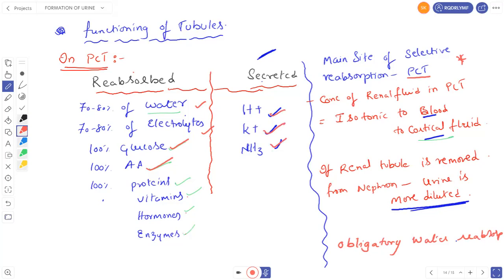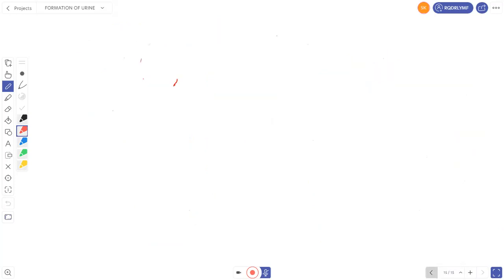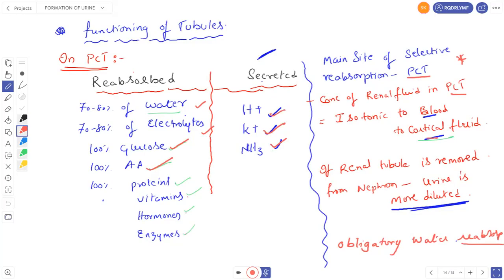So the concentration of renal fluid in PCT is isotonic to blood and cortical fluid. You know that PCT is present in the cortex of kidney. The concentration in the PCT is equal to the concentration of blood. If the renal tubule is removed from the nephron, urine is more diluted. So obligatory water reabsorption occurs in the PCT. So this completes the functioning of tubules in the PCT. Let us go for the next one in the next class.